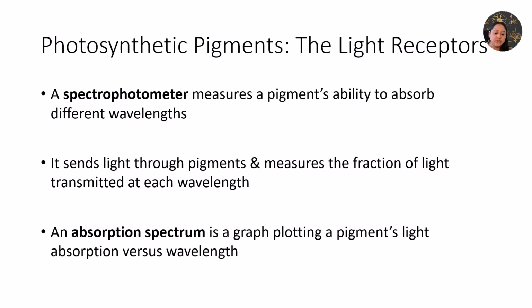And you can measure what's called an absorption spectrum. It's a way that you're shining a bunch of different lights at something and seeing how much gets transmitted. So you're plotting a graph of all these different data points that plots a pigment's light absorption versus wavelength. For every single wavelength in this range, how much gets absorbed and how much gets transmitted.